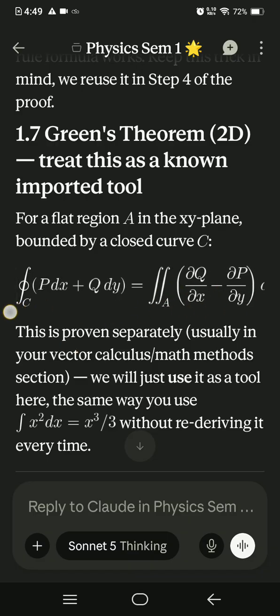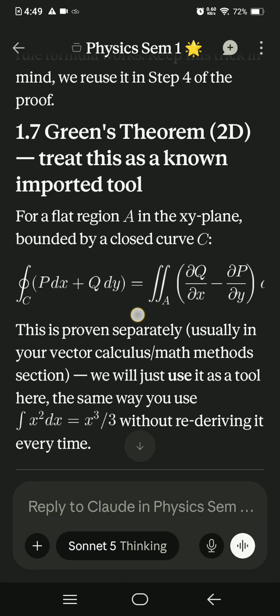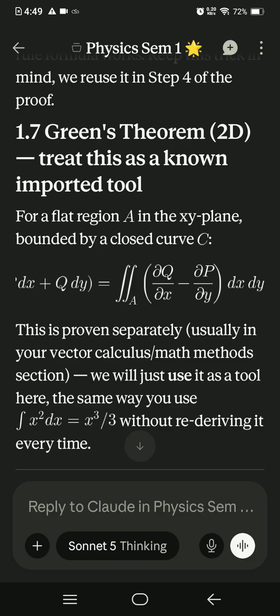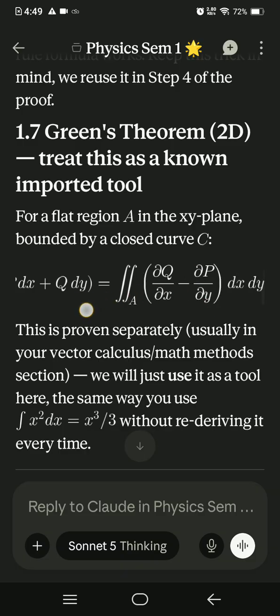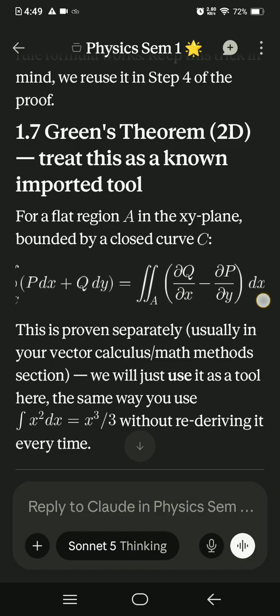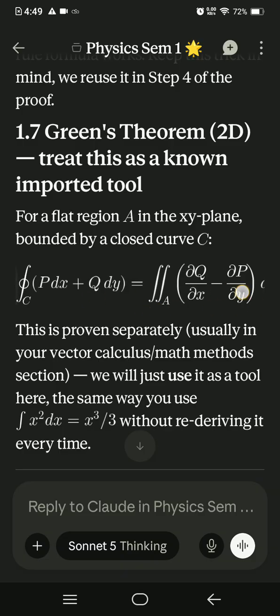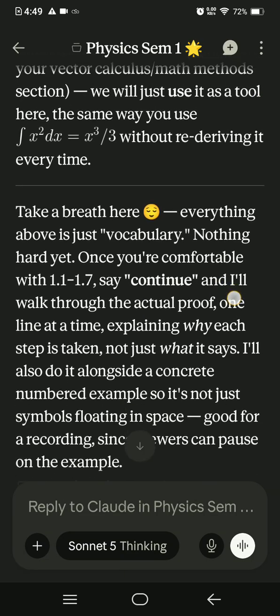So this is a line integral and surface integral for P dx plus Q dy. Then this becomes Q dx and P dy minus, and then I don't know how this works, but okay.